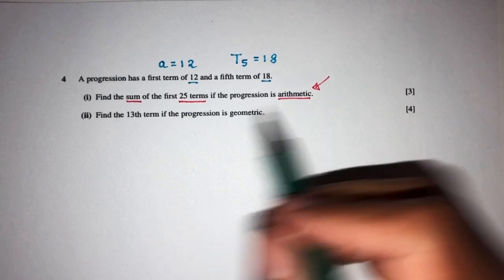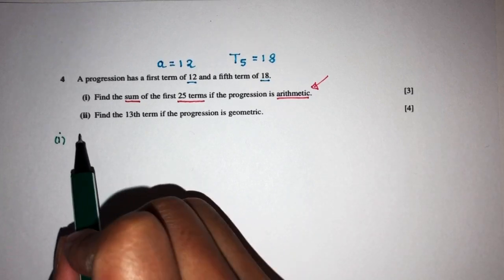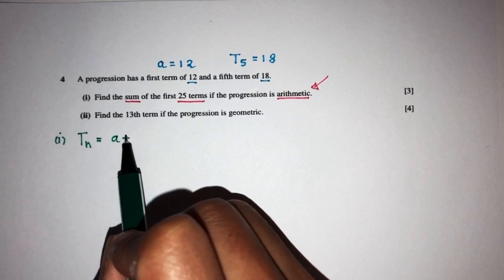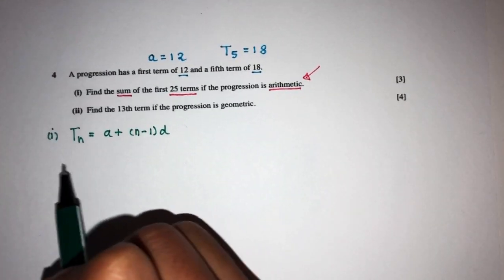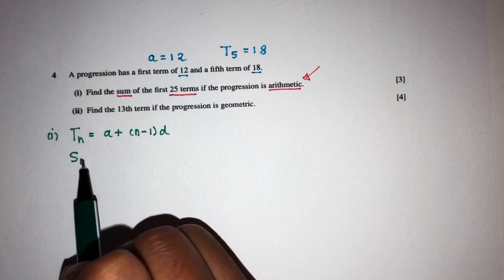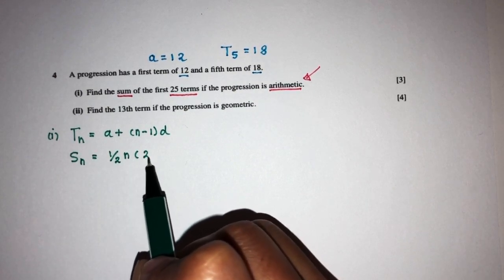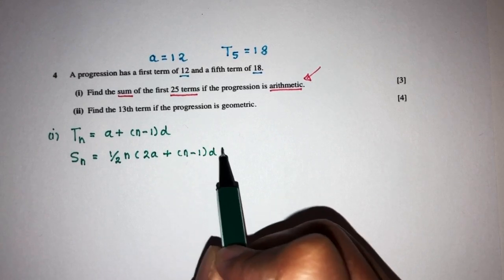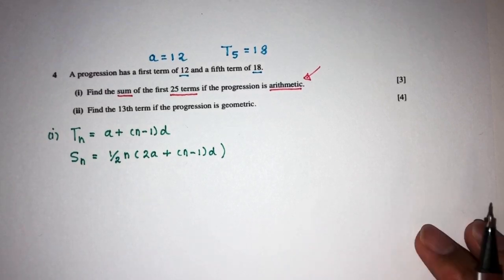So let me first write that. For part 1, the formulas that we'll be using are the nth term, which is a plus n minus 1 times d, and the sum of the first n terms, which is half n times 2a plus n minus 1 times d. Again, these are given to you in your list. No need for memorization. Now let's move on.